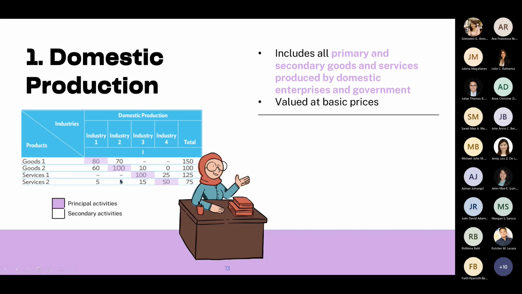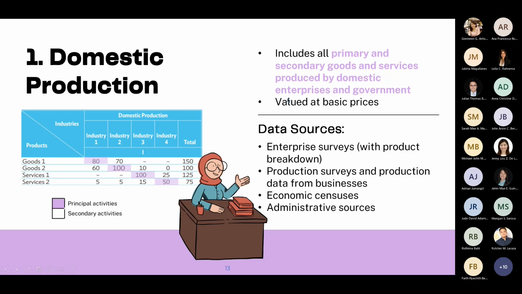So this means that this industry, the agricultural industry, earns from both agricultural production, such as the raising of wheat, which is its primary activity, and the trading of agricultural materials, which is its secondary activity. So clearly, this does not appear in the diagonal. Okay. Data sources for compiling data on domestic production will include enterprise surveys.